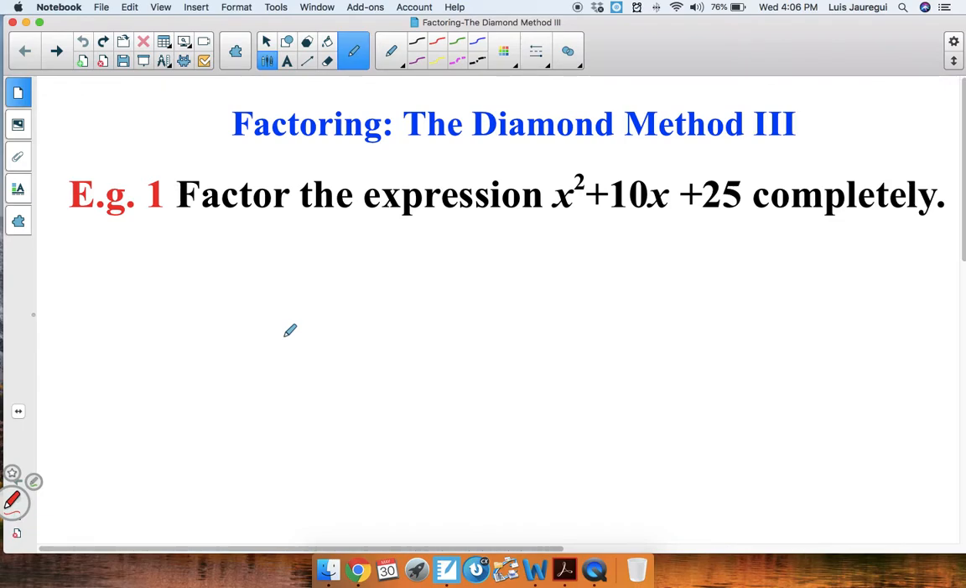Welcome. In this video, we'll be factoring by using the diamond method part 3. Let's take a look at our first example. Factor the expression x squared plus 10x plus 25 completely.